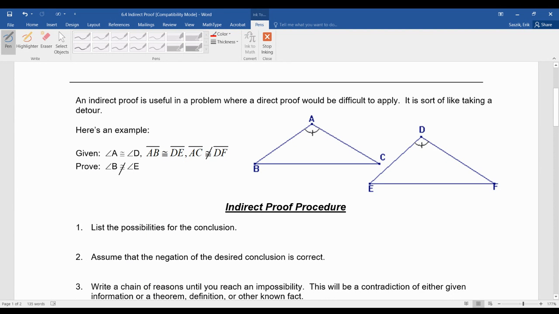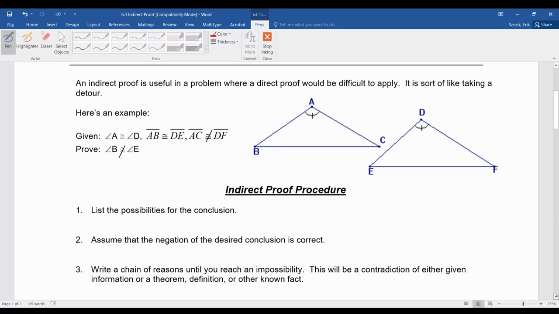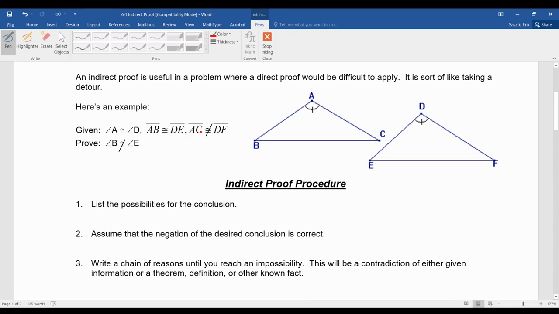And here's an example. Let me walk you through this example. What we do is, and you see the process down here. First of all, by the way, when you see this slash through, that means not. So AC is not congruent to DF. Angle B is not congruent to angle E. So it says list the possibilities of the conclusion. Clearly, either angle B is congruent to angle E or it's not. That's the only other choice, right? They're either congruent or they're not congruent.